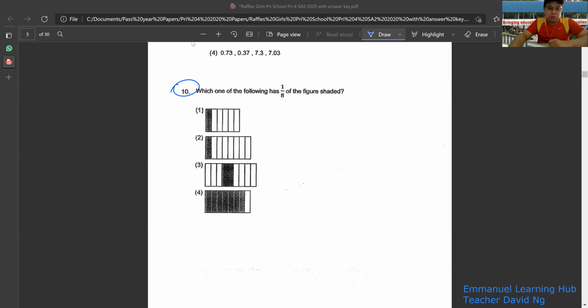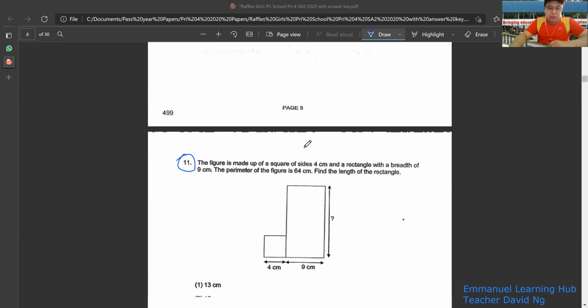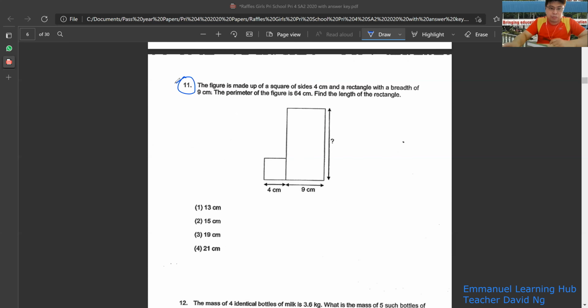Okay, 11. The figure is made up of a square of sides 4 cm and a rectangle with a breadth of 9 cm. The perimeter of the figure is 64 cm. Find the length of the rectangle. Okay, what do you think is the length? What's the strategy to find the length? 64 minus 16? No.